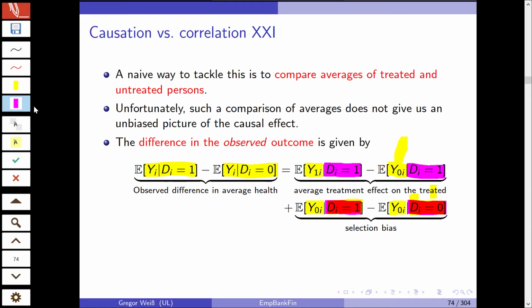Now, let's make a small example. Let's assume we have a group of persons and we are looking at blood pressure again. What would the selection bias be in this case? The selection bias would be what?